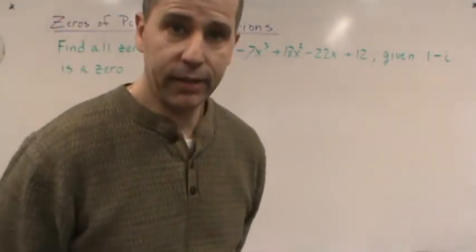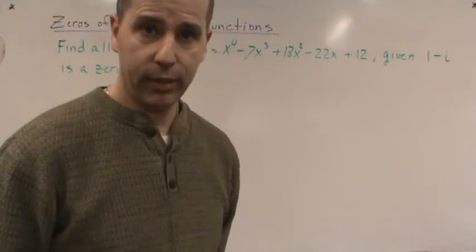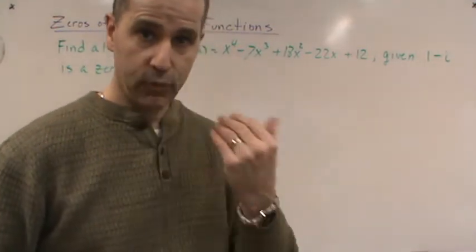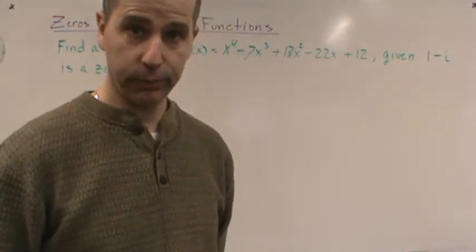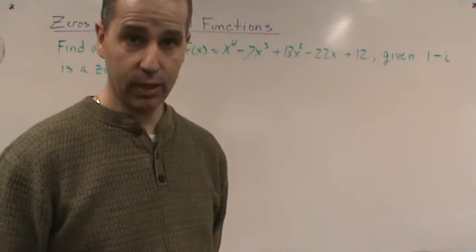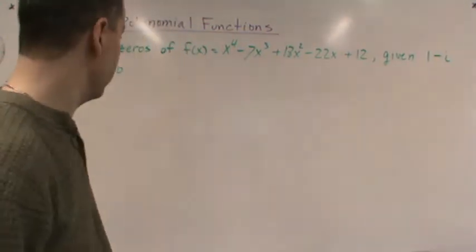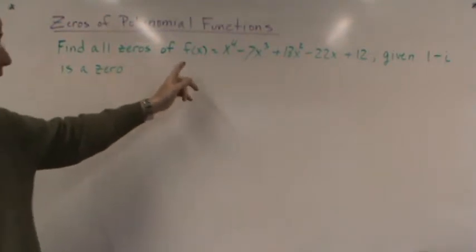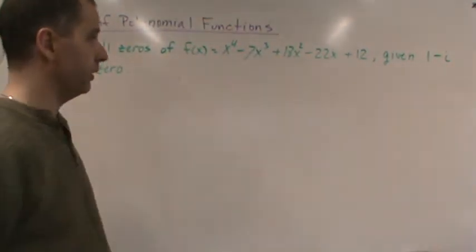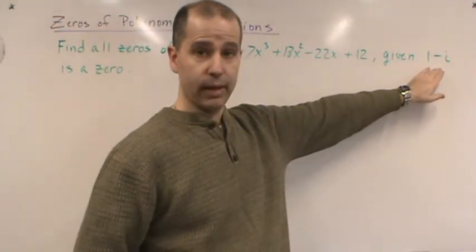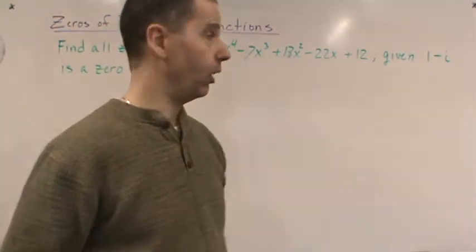Okay, so welcome, and today we're going to do an example, and we're going to use everything that we know up to this point to help us factor this polynomial. In this case we're going to deal with complex zeros. In this problem it says find all zeros of this polynomial function given that we know that 1 minus i is a zero.